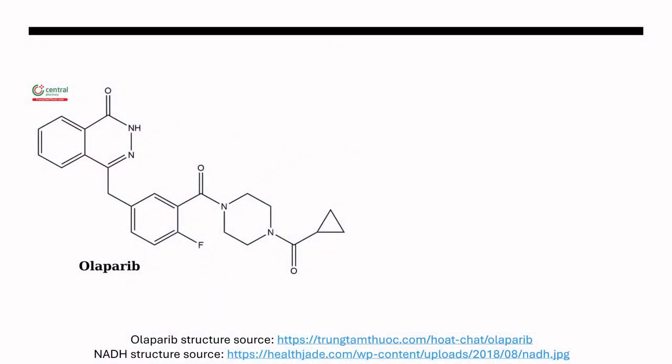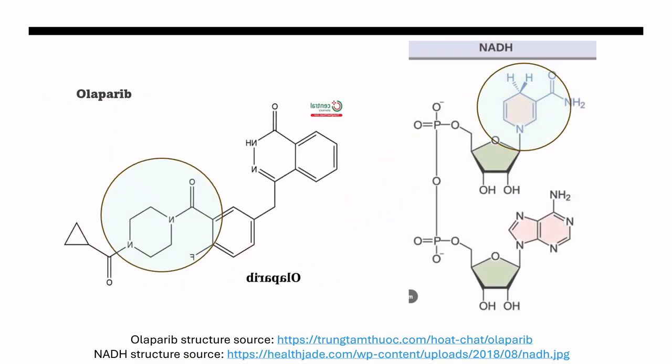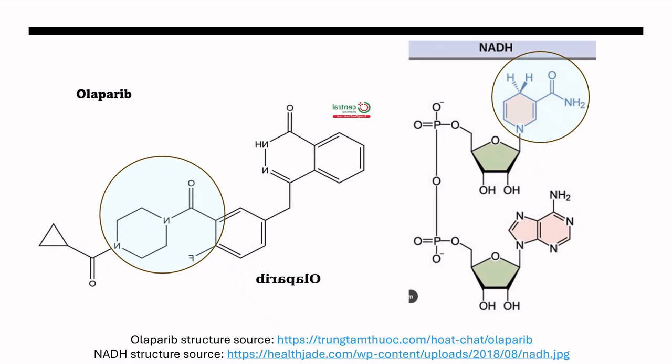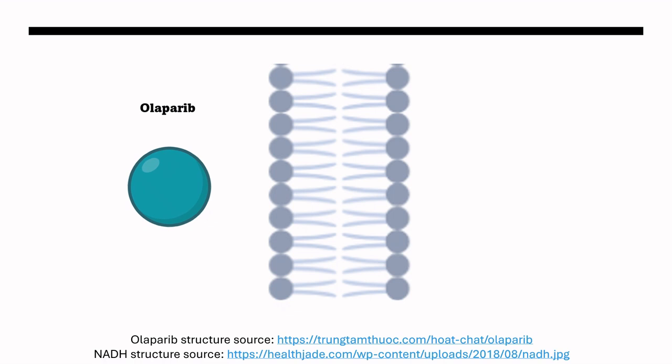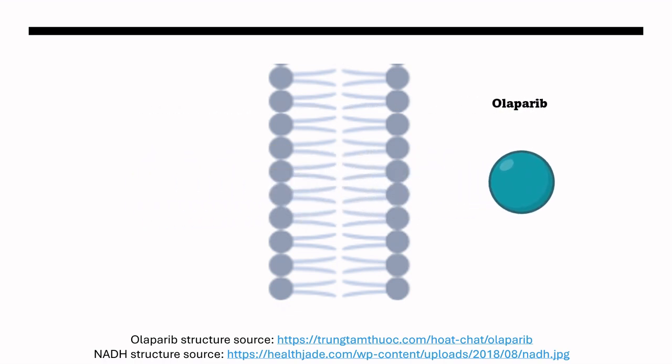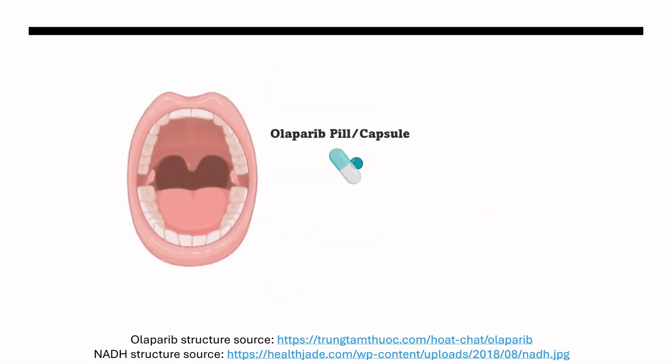Olaparib is a small molecule with a molecular weight of approximately 434 daltons. It is moderately lipophilic due to aromatic and cyclopropyl rings, and is mostly unionized at physiological pH. It is structurally similar to the nicotinamide portion of NAD+. Olaparib can therefore cross cell membranes due to its hydrophobicity, and therefore it can be taken orally in a pill or capsule.